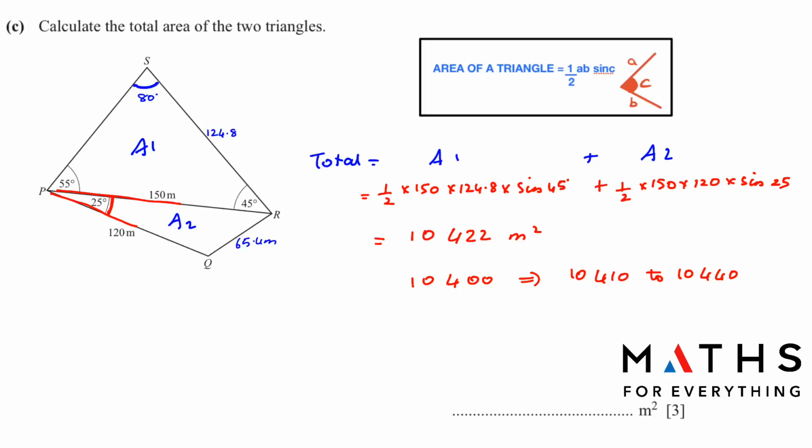This question was very easy. You needed to know three formulas: how to find the area of a triangle, the cosine rule, and the sine rule. And if you knew these three things, you would have gotten 10 marks. So please memorize the formulas.